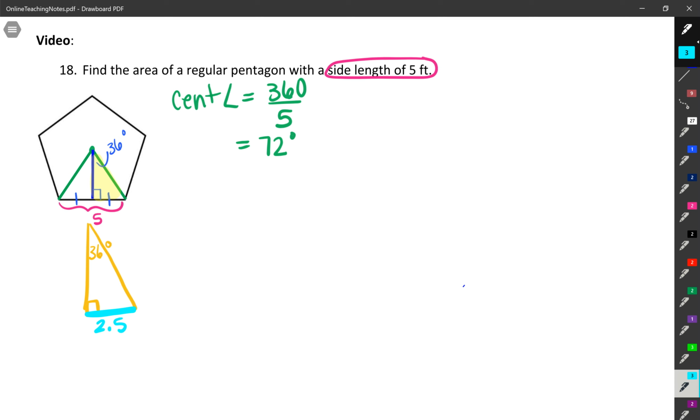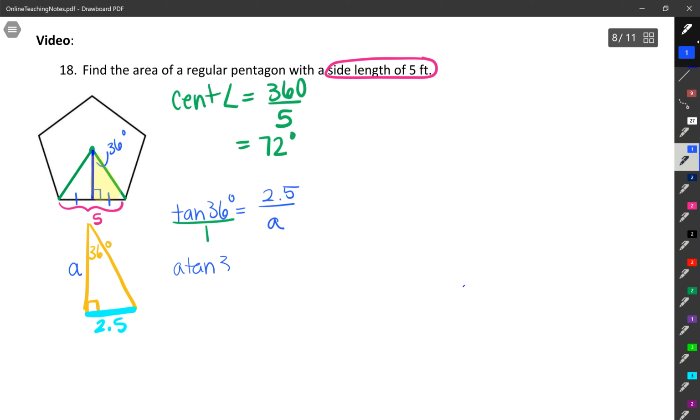And now what I need to find is the apothem. So I'm going to call this A for my apothem. I can use trig to do this. So the tangent of 36 degrees is going to equal 2.5 divided by A. This one's a little bit harder one to solve, so cross multiply. So I get A times the tangent of 36 degrees is equal to 2.5. Then I divide both sides by the whole tangent of 36, and this will cancel here. And then I have that my apothem is equal to 2.5 times the tangent of 36 degrees.